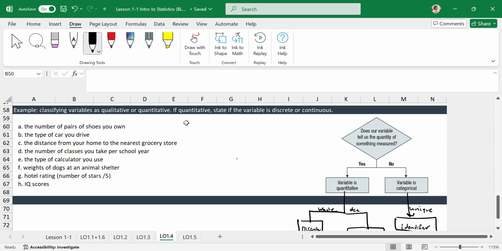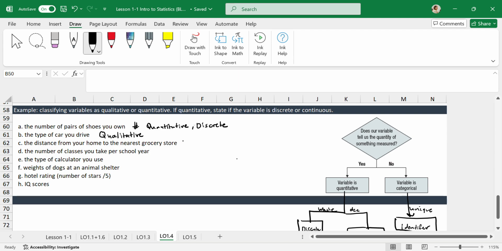So first, the number of pairs of shoes you own. That is a number, so it would be quantitative. The number of pairs of shoes should be a whole number and not a decimal, which would make it discrete. The type of car you drive. If we're classifying it as things like Toyota versus Chevrolet versus Subaru, that would be categories, making it qualitative.